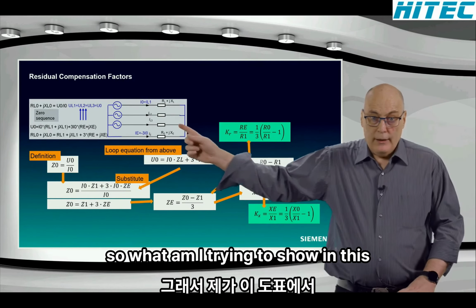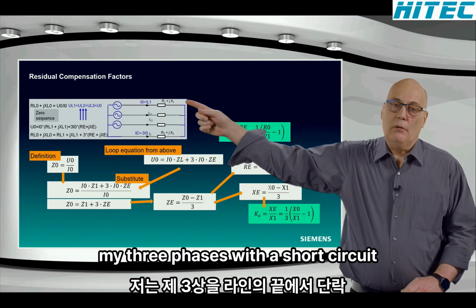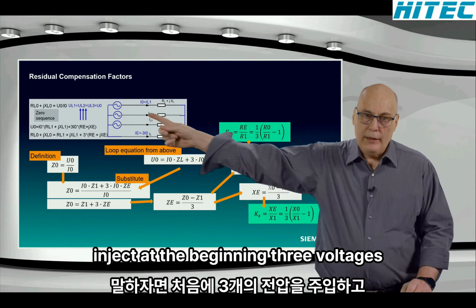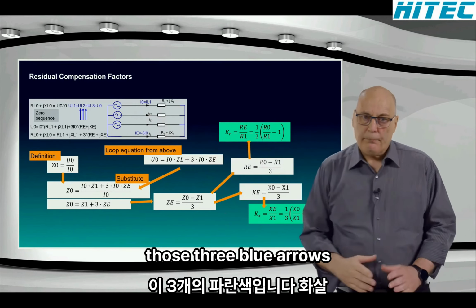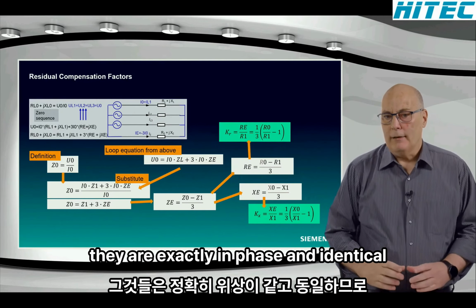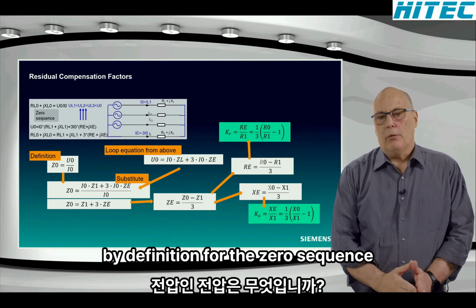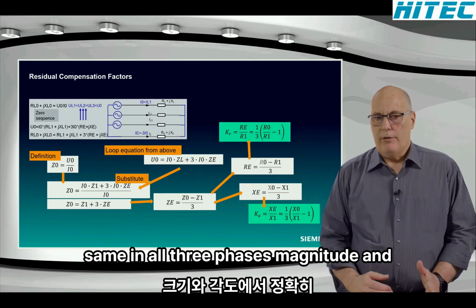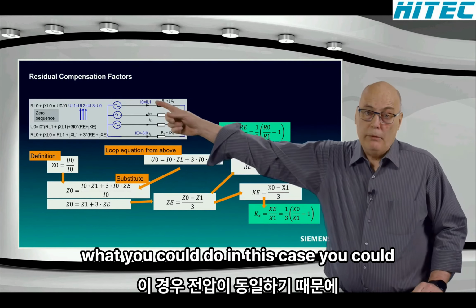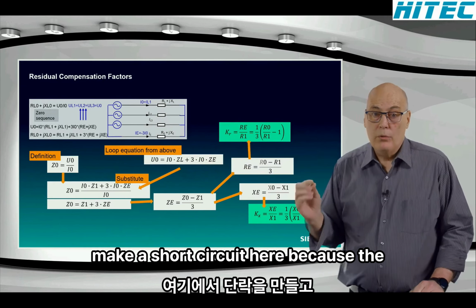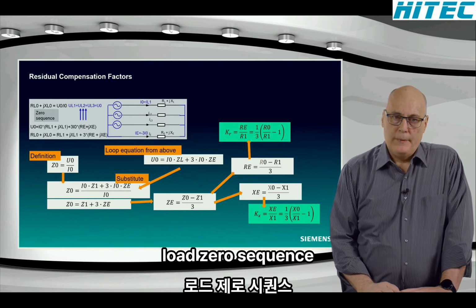So what am I trying to show in this diagram? In this diagram here, I connect my three phases with a short circuit at the end of the line, so to speak, and I inject at the beginning 3 voltages, and the 3 voltages I inject are those 3 blue arrows. They are exactly in phase and identical. So in that case, what voltage is that? That is the zero sequence voltage by definition. The zero sequence voltage means that it is exactly the same in all 3 phases, magnitude and angle. That is a zero sequence voltage. What you could do in this case, you could make a short circuit here because the voltage there is identical, and replace that injected voltage with a single U0, zero sequence.